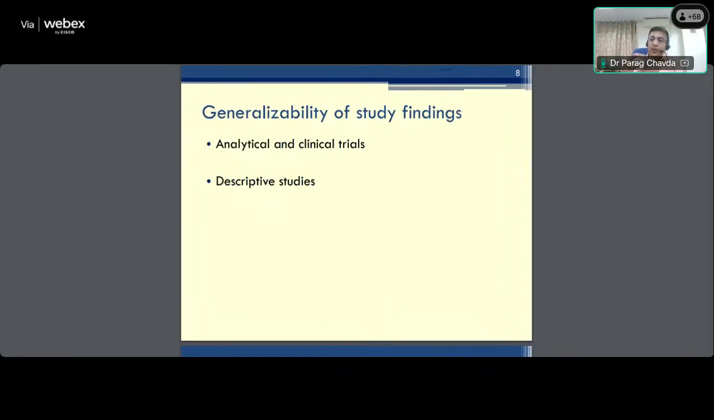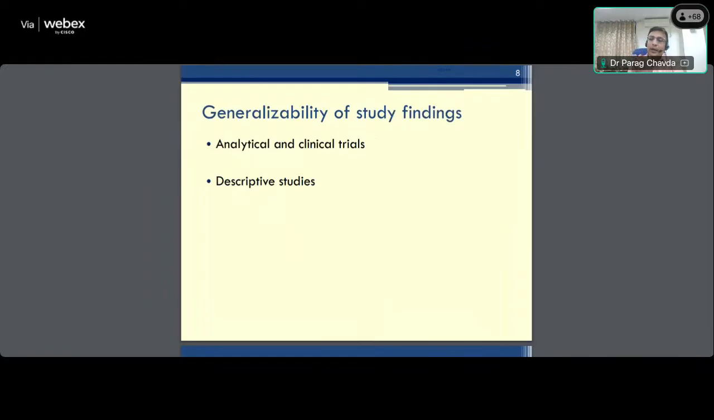Now descriptive study might be, say for example, a study wanting to find out prevalence of type 1 diabetes among school age children. Now that prevalence might be different in Gujarat, might be different in tribal area, might be different in some other area, right? So in descriptive study, whatever finding we are getting might not be generalizable at a very large or wider scale.